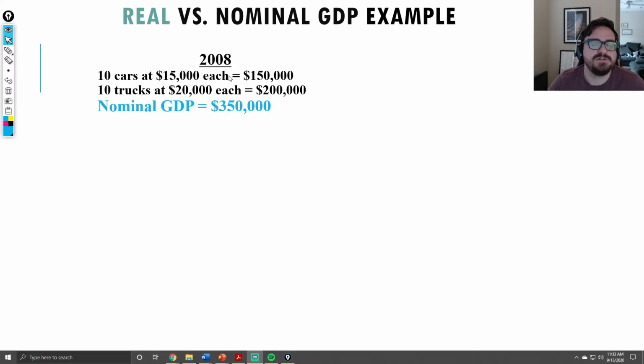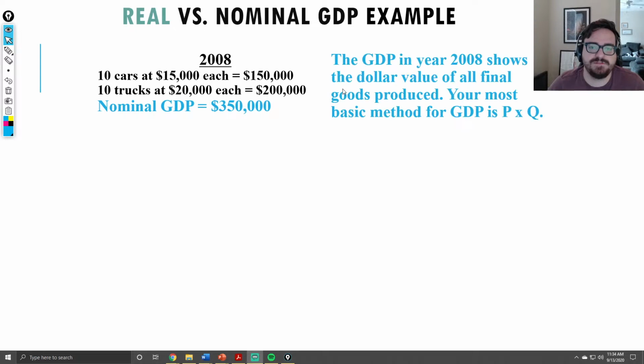Okay. So we've got 2008. This country makes 10 cars, 10 trucks, 15K a car, 20K a truck. So their nominal GDP, just multiply and add it all up, is 35,000.